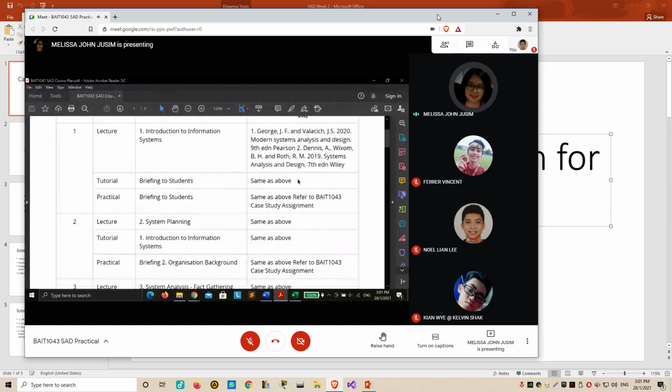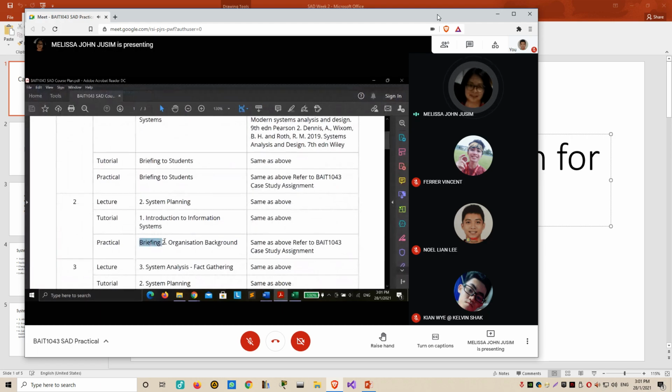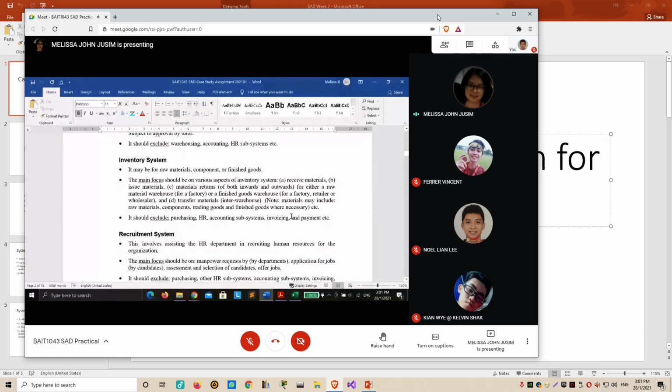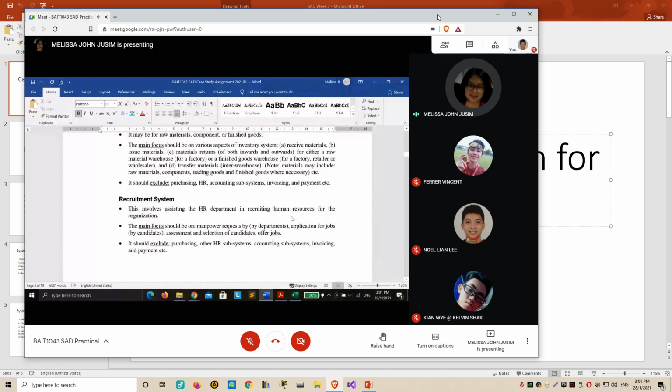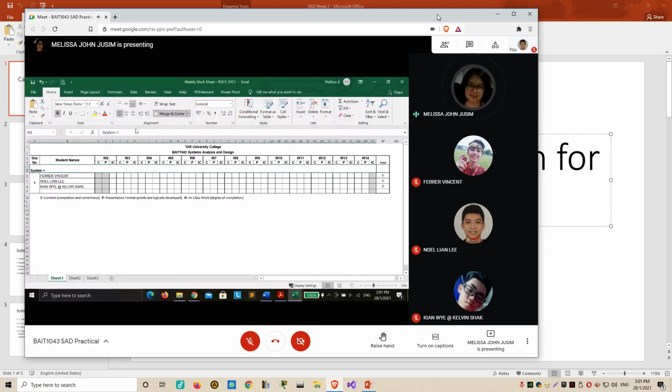Okay, before that, let's look at our course plan. So week 2, practical, I will do briefing on the organization background, which is down here. Your title would be, where is it? The ticketing system, the bus ticketing system. So in that case, then I can type here, bus ticketing system. But later you need to confirm me the name of the company lah.